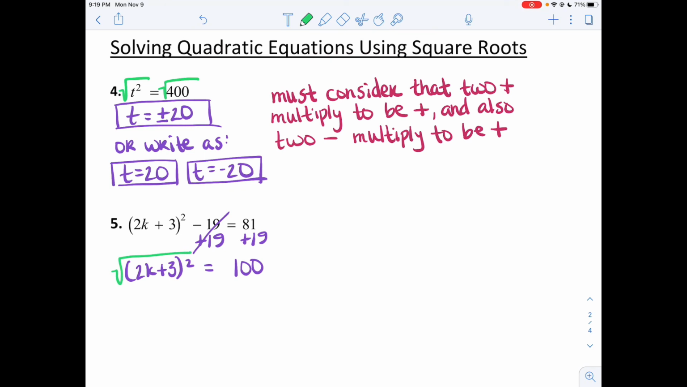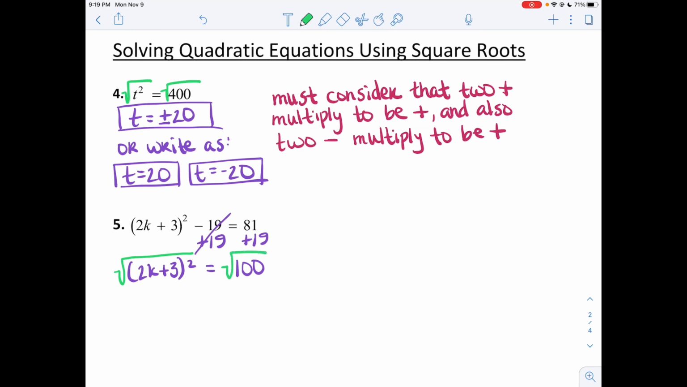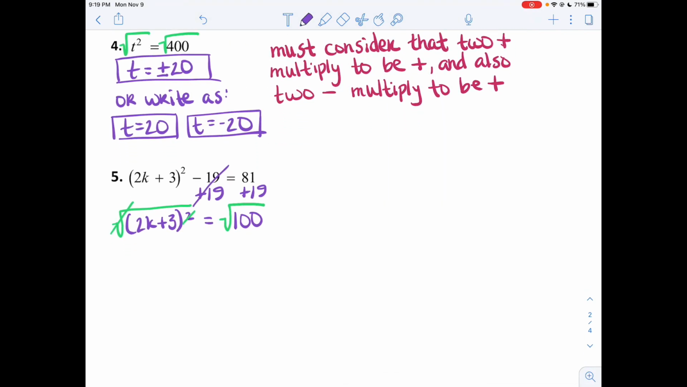So I'm going to take the square root of the squared term and then also the square root of 100. If you want to, you can even go in and cross out the square root and the 2, kind of like we crossed out the positive and negative 19 here. Those are going to cancel each other out. What we have to remember again is that when we undid the squaring, the two things could have been two negatives or two positives that were multiplied together. So we are going to have that 2k plus 3 is equal to either a positive or a negative 10.